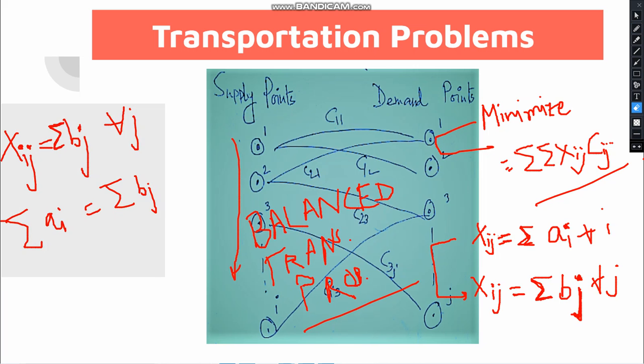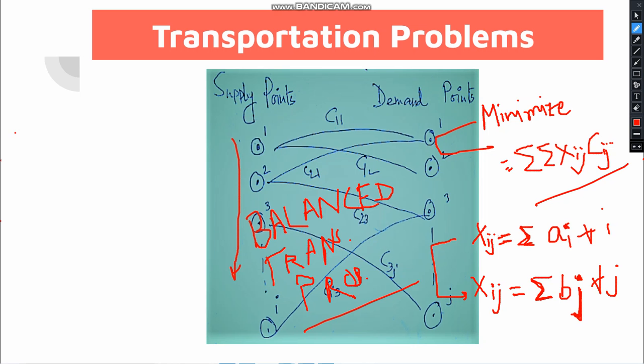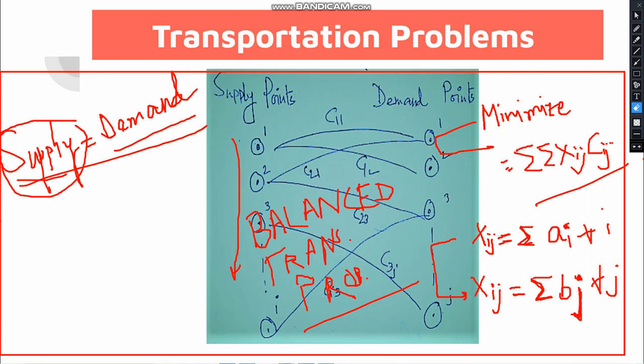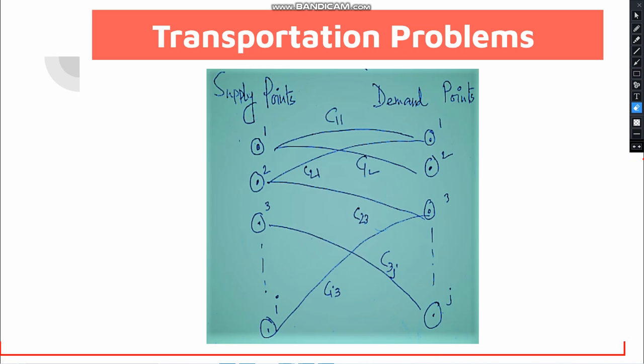So what do we mean by a balanced transportation problem? That supply is equal to demand. So for a balanced transportation problem, the supply is equal to demand. But for an unbalanced problem, there will be some differences between the supply and demand. The supply and demand are not going to be equal. But for balanced transportation problems, it is always equal. Okay.